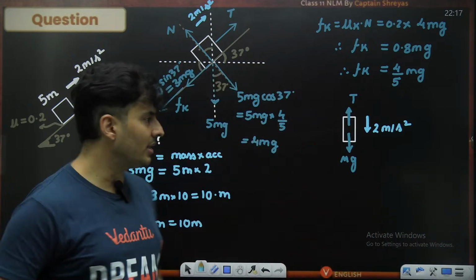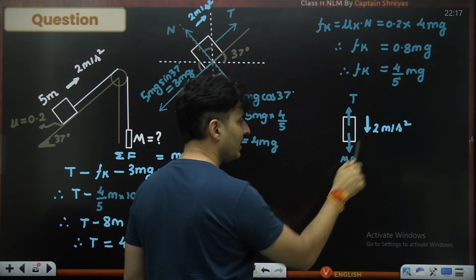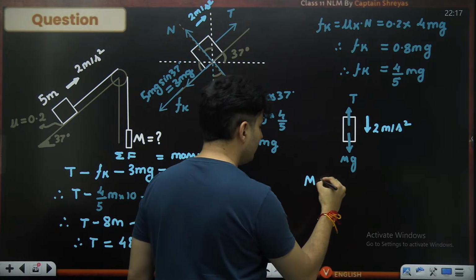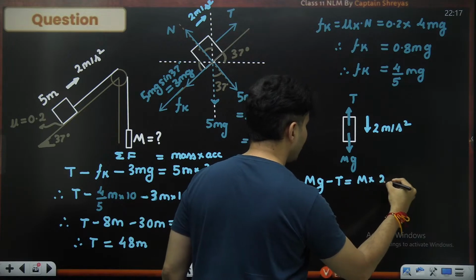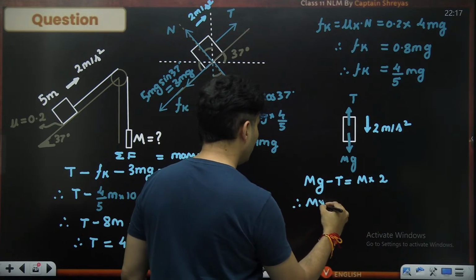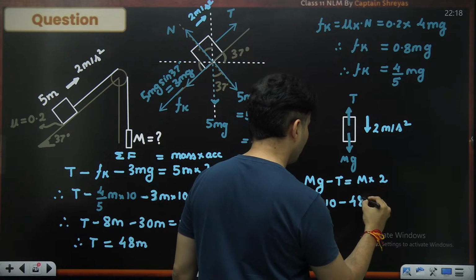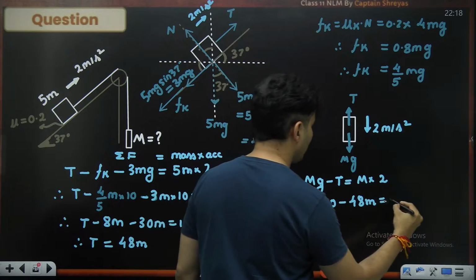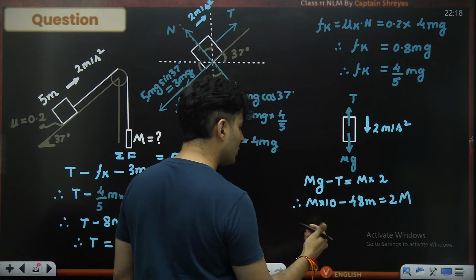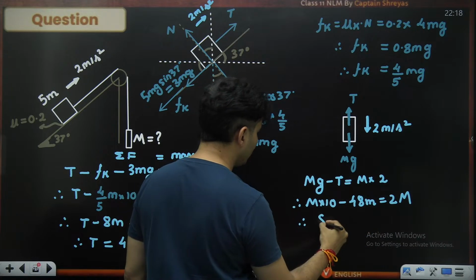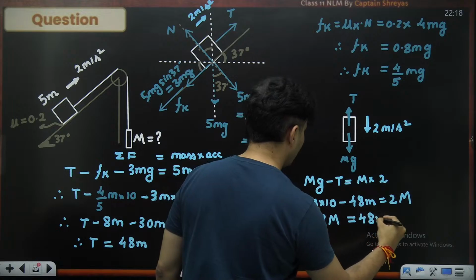So if you again apply Newton's law over here, bigger force minus smaller force is mass into a. This is big because it is going down. So mg minus T is mass multiplied by a. Okay, g value 10. Tension value 48m. So 48 times small m is equal to 2 times M. Okay, I think it's best to move this 2M over here. 10M minus 2M is basically 8 times capital M is 48 times small m.